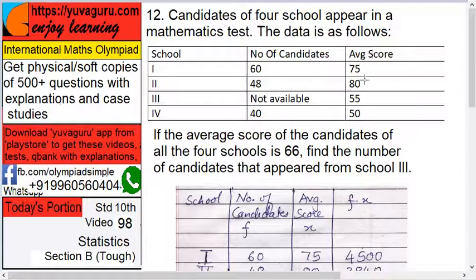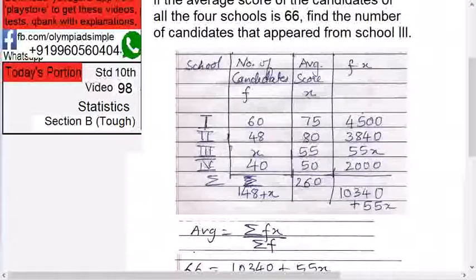and average score 75, 80, 50, 50. If the average score of the candidates of all the four schools is 66, find the number of candidates that appeared from school 3. Means the average of all of them is 66. Let's start. Say this: School 1, 2, 3, 4.